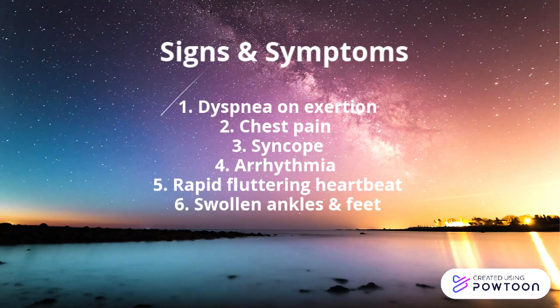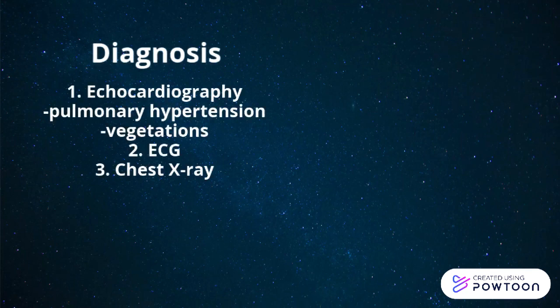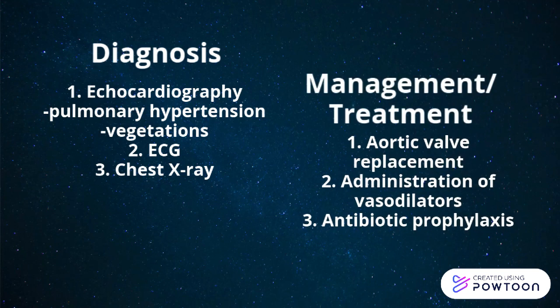The signs and symptoms are dyspnea on exertion, chest pain, syncope, arrhythmia, rapid fluttering heartbeat, and swollen ankles and feet. As for the diagnosis, an echocardiography can be done to detect pulmonary hypertension and vegetations. Other than that, ECG and chest X-ray can be done. As for the management or treatment, aortic valve replacement, administration of vasodilators, and antibiotic prophylaxis can be used.